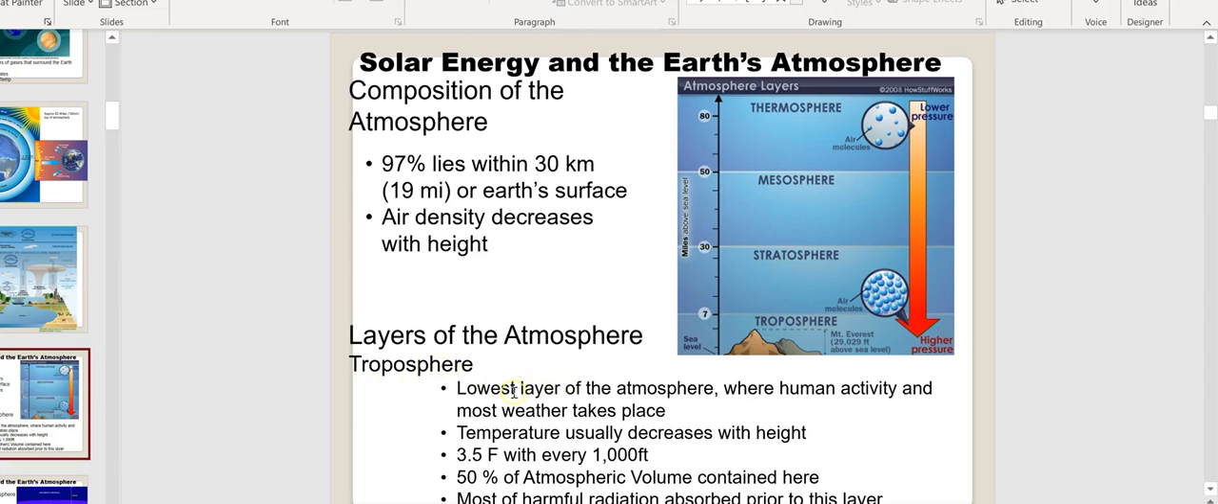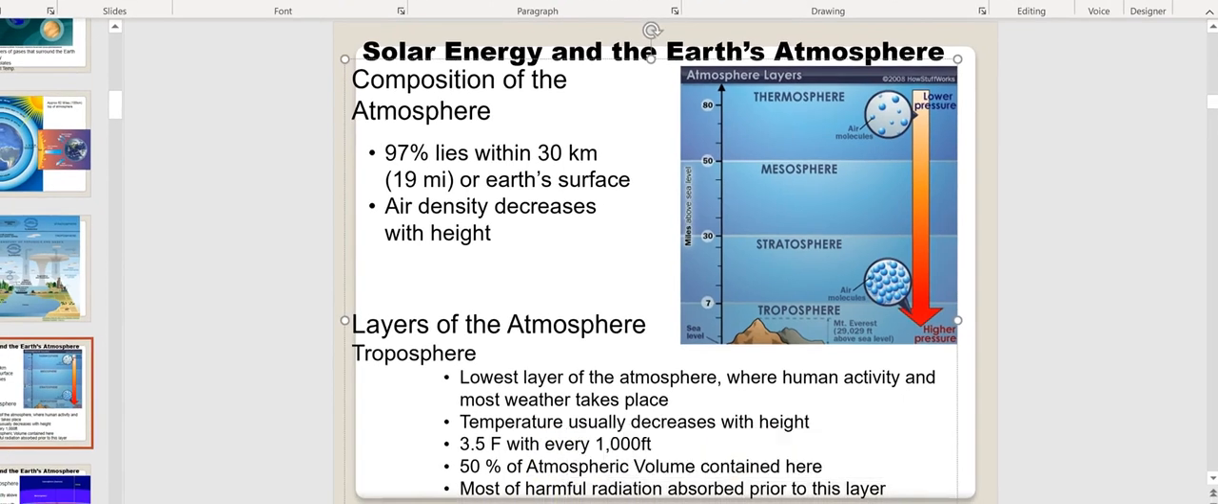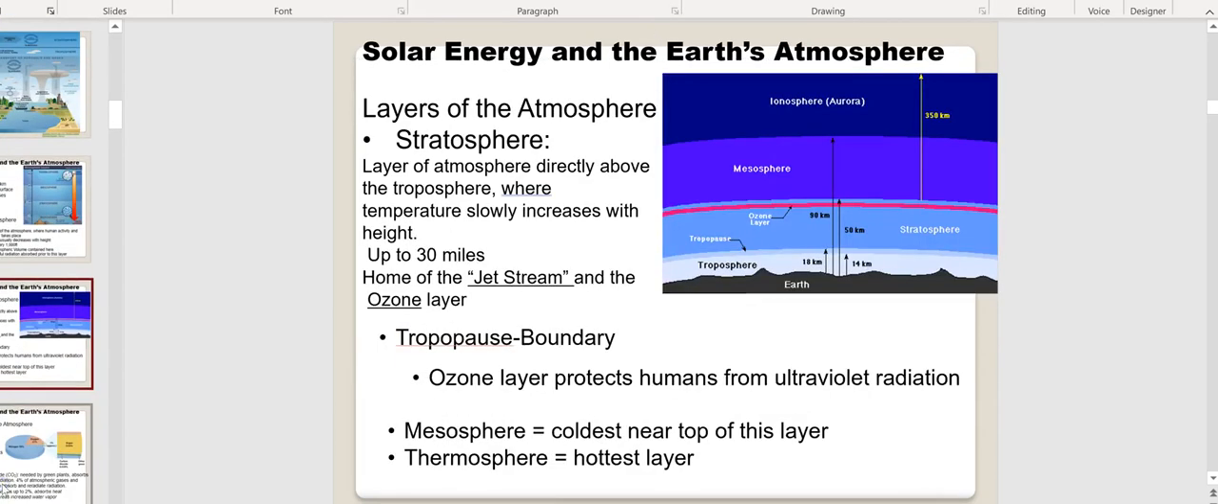So the troposphere is the lowest layer of the atmosphere, and it's where human activity and most weather takes place. The temperature usually decreases with height, about 3.5 degrees Fahrenheit for every 1,000 feet that you go up. Most harmful radiation is absorbed prior to this layer. And that really is where the importance of the stratosphere is going to come in. And we'll talk about the stratosphere right now.